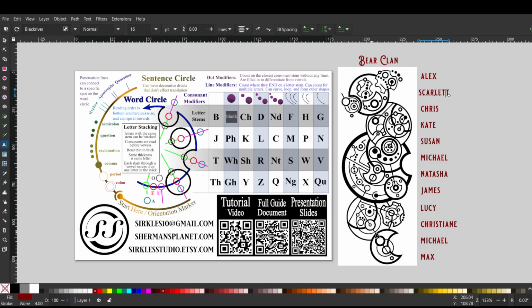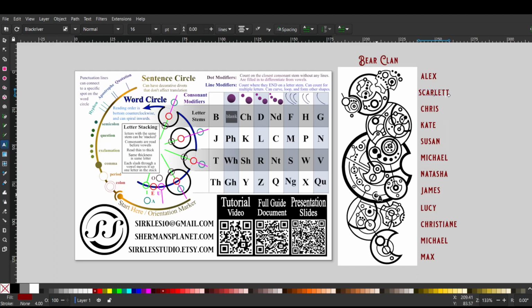So rather than having these words in a typical sentence order, I have them kind of branching from each other because this is more a family tree than a sentence. With that being said, I do have this start here and rotation marker, which is where I will go ahead and start reading. So you read the script starting at the bottom and going counterclockwise, and this tells you which direction counterclockwise is, because it's like an eyeball looking counterclockwise, and where the bottom is, because this is at the bottom of our word circle here.